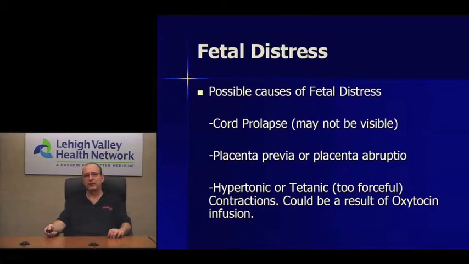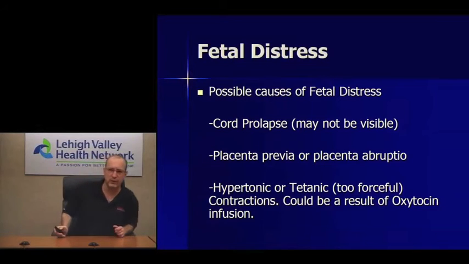Possible causes of fetal distress: a cord prolapse, and something I didn't always know, a cord prolapse might not even be visible. A placenta previa or placenta abruptio. A hypertonic or tetanic, or basically too forceful contractions, can cause fetal distress. If that uterus is clamping down too much on the kid or pushing the kid too hard against the cord, that can cause some fetal distress because there's not enough blood and oxygen going to the kid during the contractions if they're just too strong.